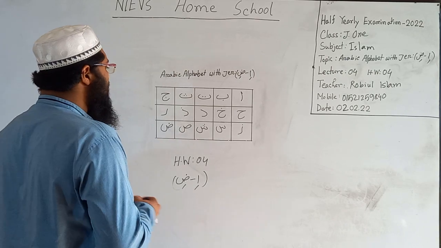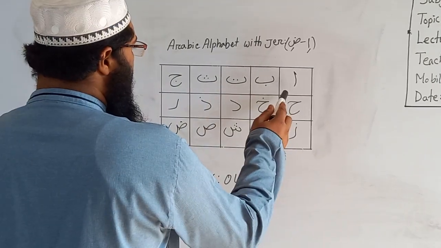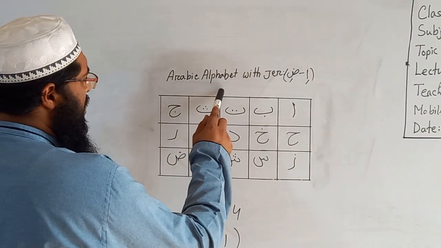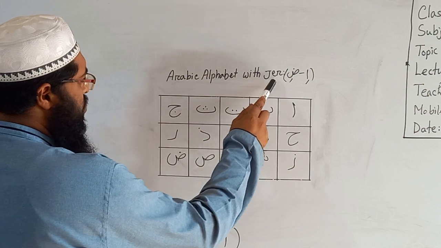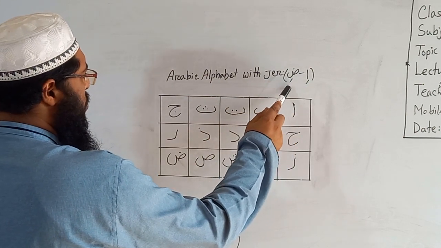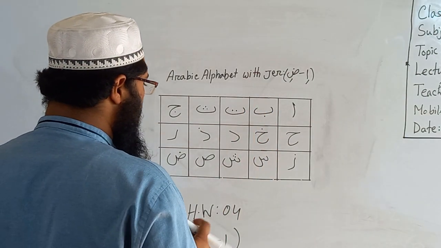My dear students, here I have written 15 Arabic alphabet, and here is no jabber and Jer. Today we learn Arabic alphabet with Jer from Hamza Zer E to Dot Zer D. So let's start, first look at the board.